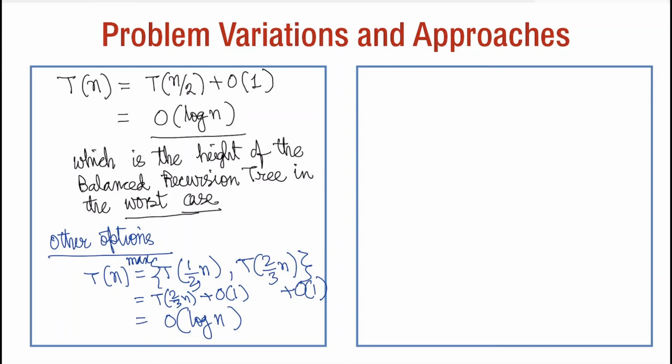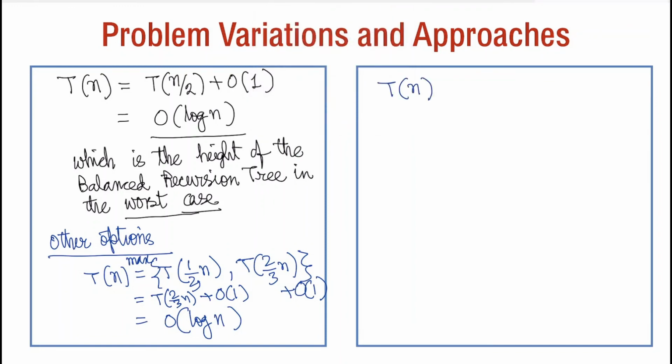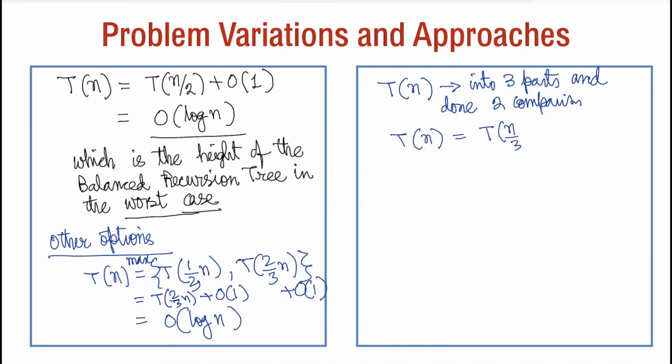The third option is we could have split T(n) into 3 parts and done 2 comparisons, and we would have got T(n) is equal to T(n/3) plus 2, and we can show that. And how does it compare with T(n) is equal to T(n/2) plus 1? If we break it up into 3 parts, we have to make 2 comparisons to decide which 1/3 to go into.